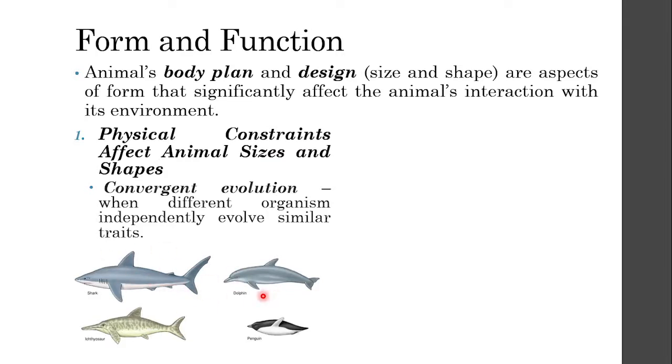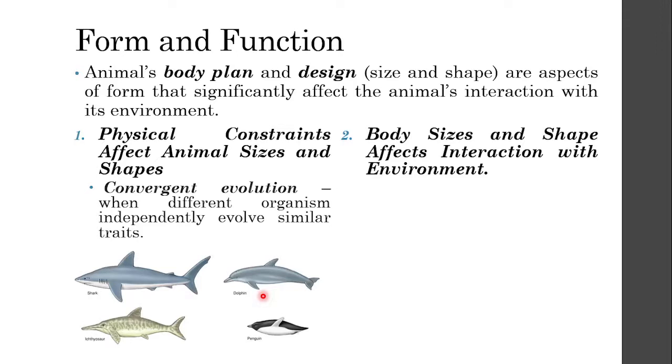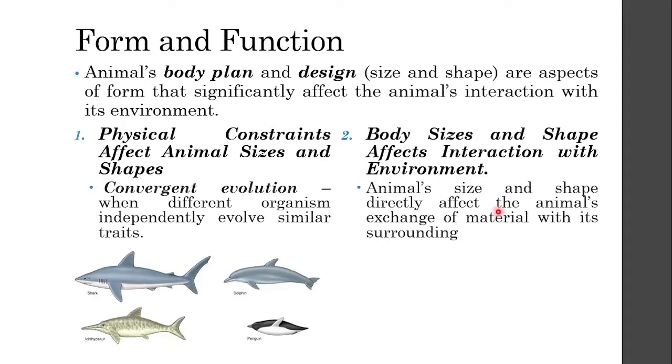Another way is the opposite side, wherein body size and shape also affect the interaction that they have with the environment. Because of the size, the body plan and the design that animals possess, a lot of their interaction with the environment is also determined. For example, animal size and shape directly affect the way that animals exchange materials with their surroundings.